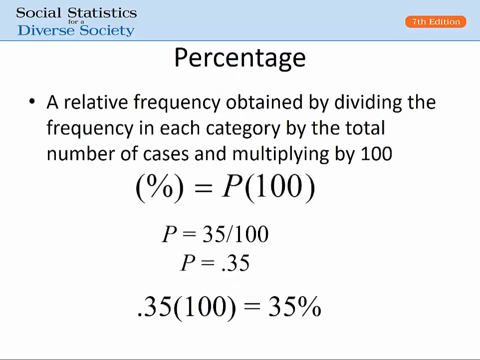We then can convert the proportion to a percentage. And so a percentage is just the relative frequency obtained by dividing the frequency in each category by the total number of cases and then multiplying by 100. So it's really just calculating the proportion and then multiplying it by 100, and that will give you the percentage. And so in the previous example, we had P equals 35 divided by 100. So the proportion of women in the meeting was 0.35, and to convert that to a percentage, we simply multiply it by 100. So 0.35 times 100 equals 35%.